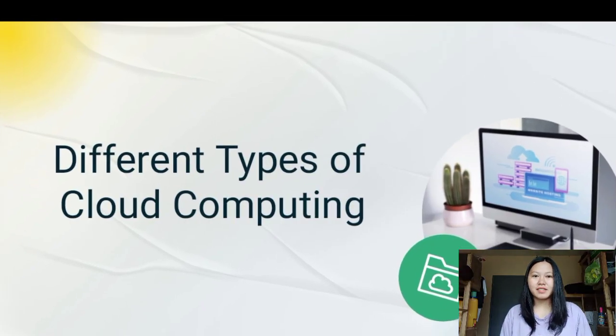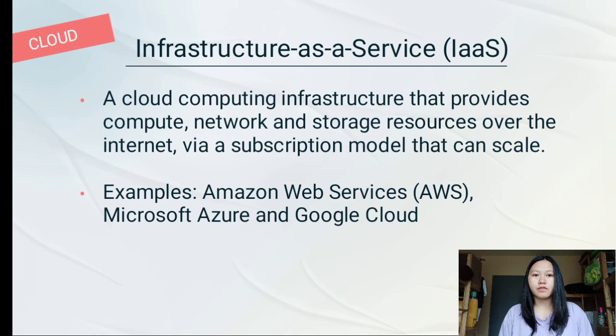So, next are the different types of cloud computing. The first one is Infrastructure as a Service or IaaS. It means a cloud computing infrastructure that provides compute, network, and storage resources over the internet via a subscription model that can scale. It also offers virtualized computing resources.